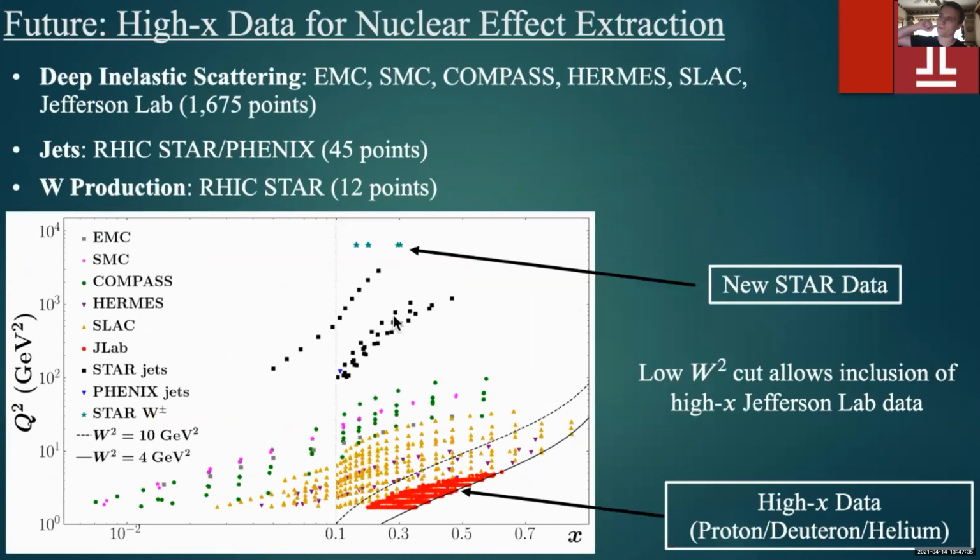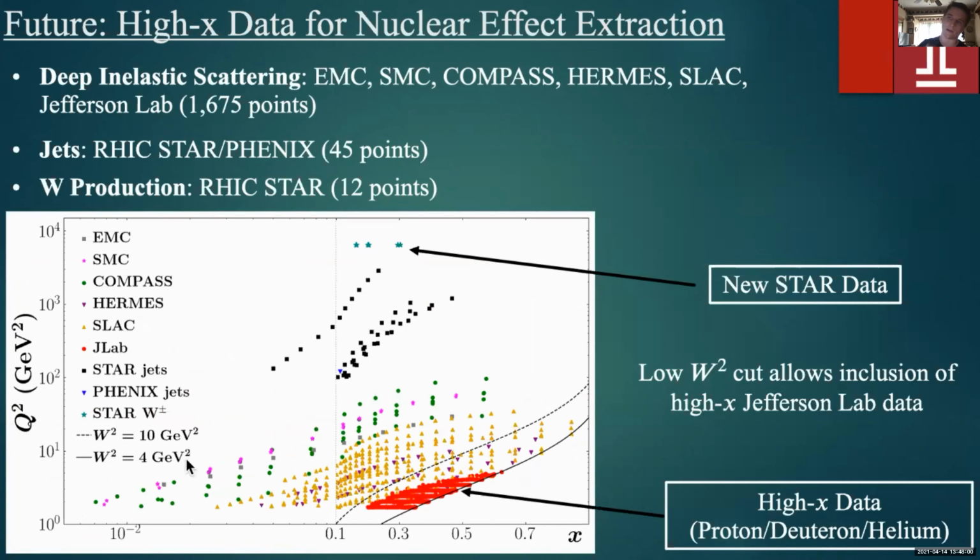So that was what I had to talk about on the C asymmetry. Let me talk briefly about the future. Going back to the x-Q squared plot, I now want to focus on the high x data. W squared here is the invariant mass of the outgoing particles in DIS. Our plan in the future is to use a low cut of 4 GeV squared.